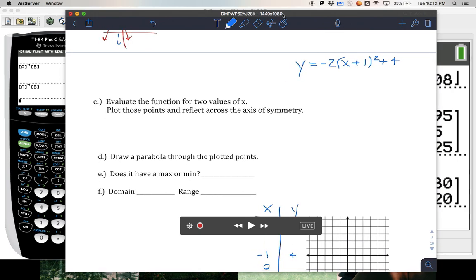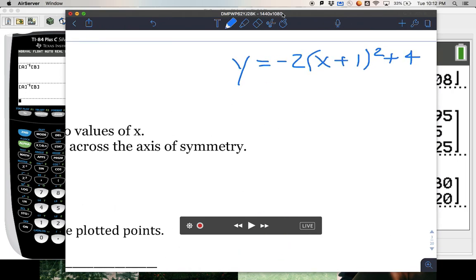Okay, and then we're going to see what happens when we plug in 0 first. So if we go -2(0 + 1), and we got to square that, and plus 4. That'll be -2 times 1 squared, which is 1. That'll be -2 plus 4, so that'll be +2.